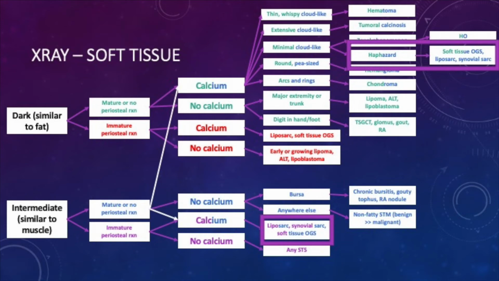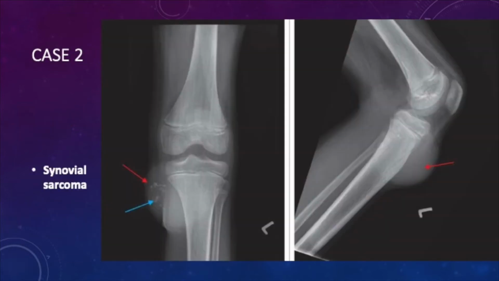So we're now at the haphazard, which again lands us with the same exact answer, which is a soft tissue osteogenic sarcoma, a liposarcoma, or a synovial sarcoma most commonly. Again, it could be another soft tissue sarcoma that has calcium deposition, but I just put those ones in here because they're the most common. So again, whether you went to the top of this algorithm or not, you can come up with the same answer depending on how you characterize that calcium. And so this was a synovial sarcoma in a younger patient. Now we'll move on to the next case.